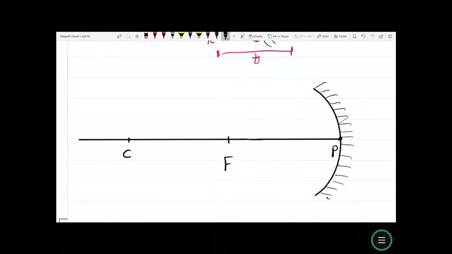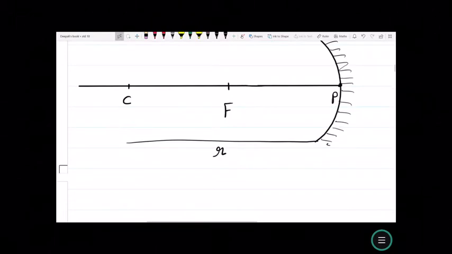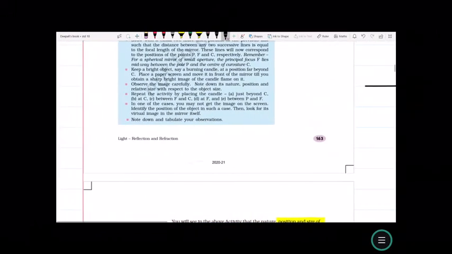So the distance between C and P is called the radius of curvature, and between F and P is called the focal length. Now we try to see where the position of the image is. First, the object is at infinity.